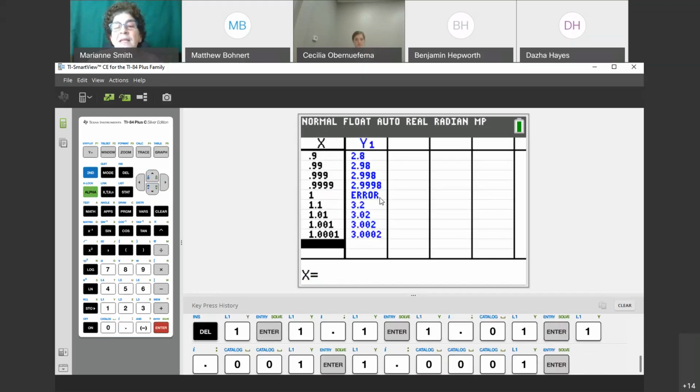Okay, and you can see here I'm getting close to 3 from the left. Here I'm getting close to 3 from the right. So this is the way you can use a table, like in a graphing calculator, to show you what you're getting close to. Is everybody okay with the table?